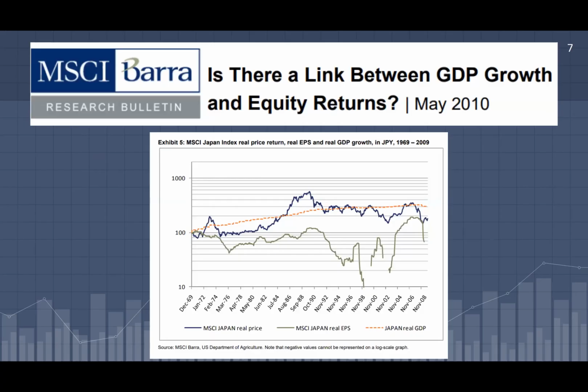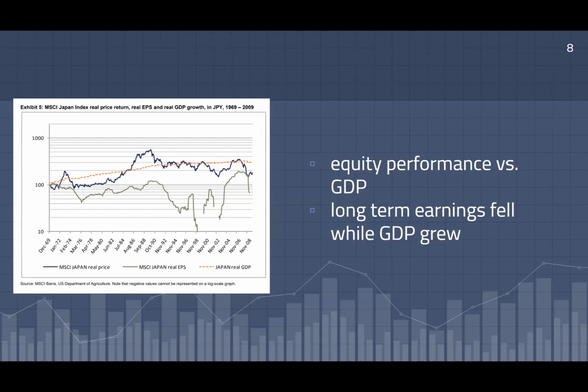This next slide shows a case study done by MSCI Barra in May 2010 that studied if there was a link between GDP growth and equity returns. As you could see, growth expectations were overly optimistic and equity performance was negative, while the GDP continued to grow. We may think of stock returns as a result of the underlying real economic growth, but the study shows that the long-term real earnings growth falls behind long-term GDP growth in many countries over some time.